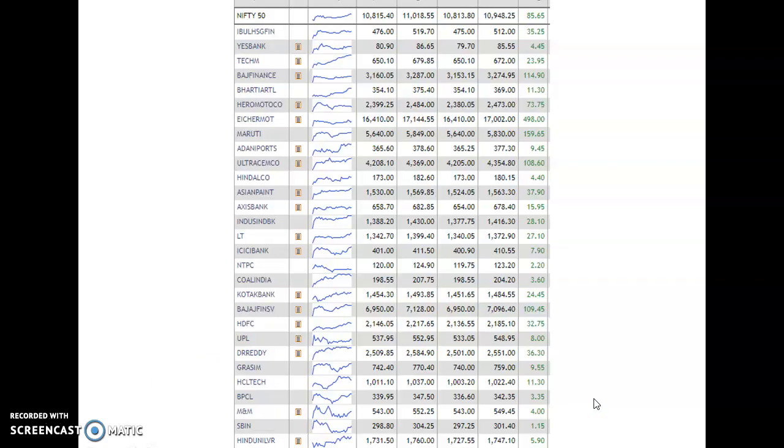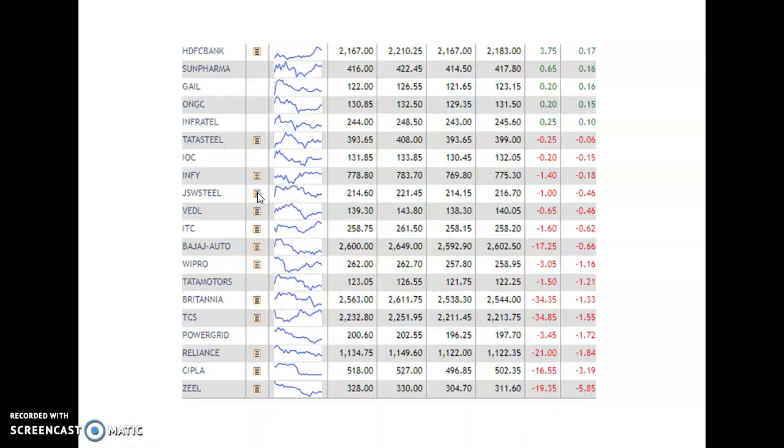And these are the top gainers of the Nifty 50 stocks. Today's top gainers are India Bulls Housing Finance, Yes Bank, Tech Mahindra, followed by Bajaj Finance, Bharti Airtel from telecom, Hero MotoCorp from automobile, and this is the closing and last traded price, and Hindalco and Asian Paints.